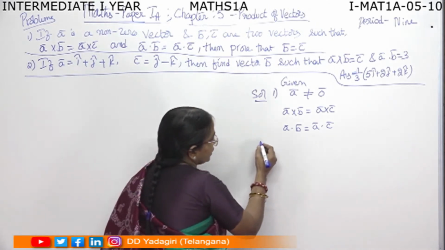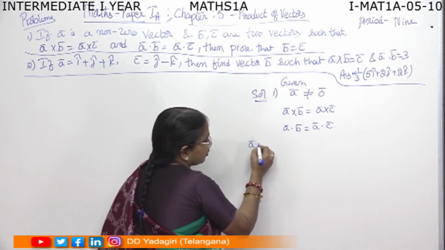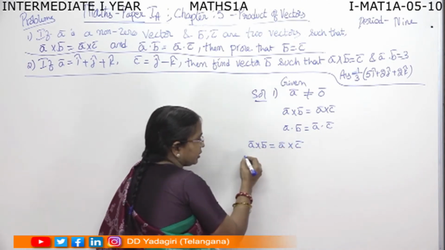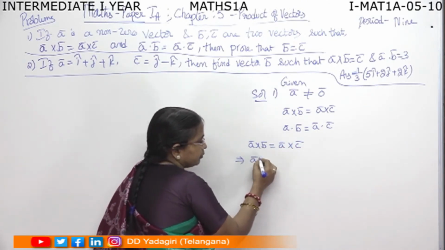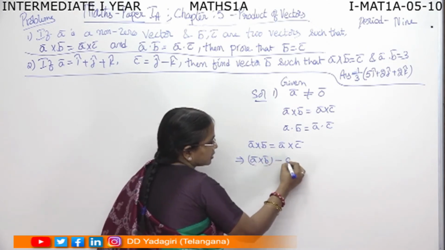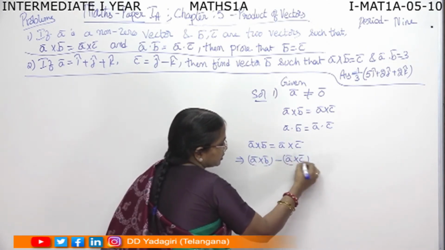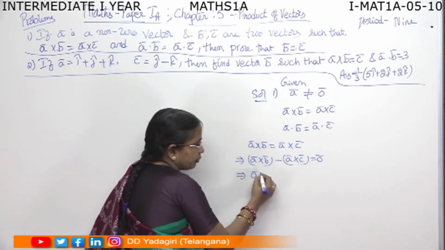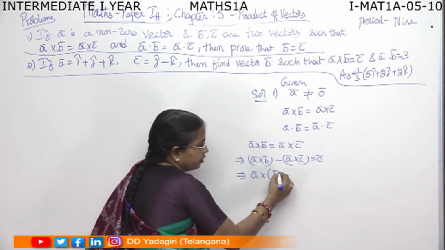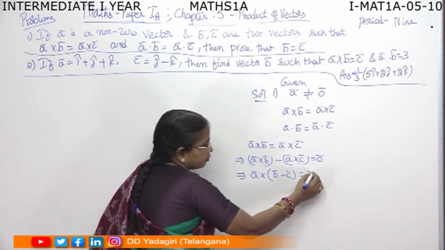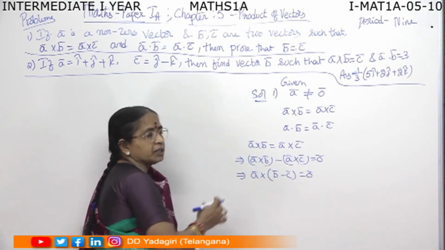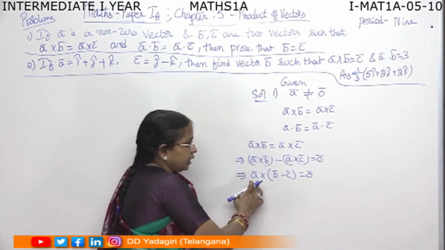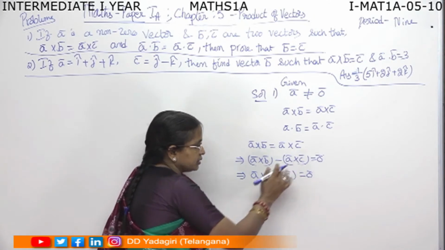So what we do is, now we'll take this. A cross B is equal to A cross C. So we'll take it to this side. A cross B minus A cross C is equal to 0. Now we know the distributive property, so it is A cross of B minus C is equal to 0. When you expand, you are getting the same thing. So A cross B minus A cross C is 0.